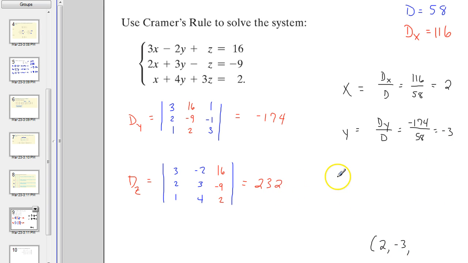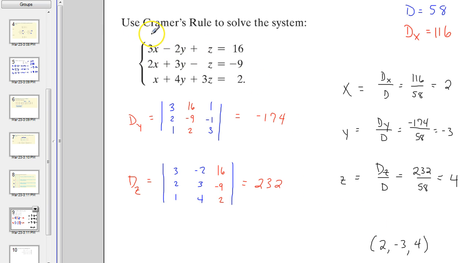And then finally for z, we get dz over d, which is 232 over 58. Alright, all of them have the same original matrix determinant as their denominator. And then 232 divided by 58 is 4. So there's our proposed solutions. Again, plugging in and checking, you'll see that it works.